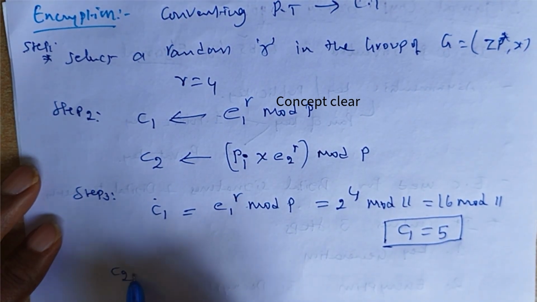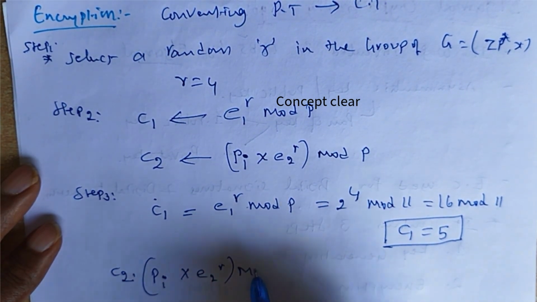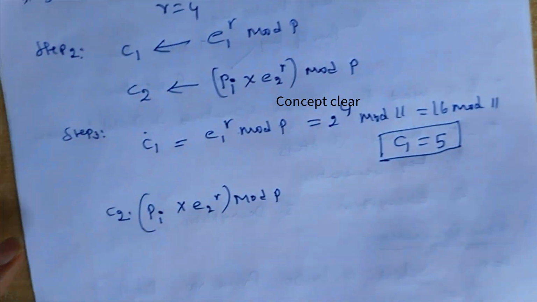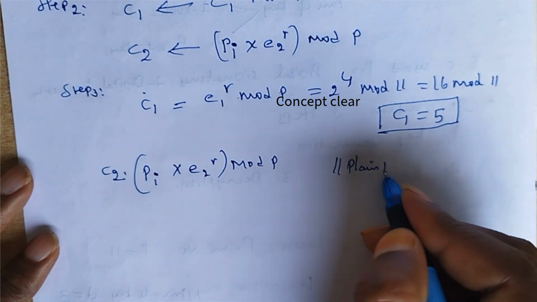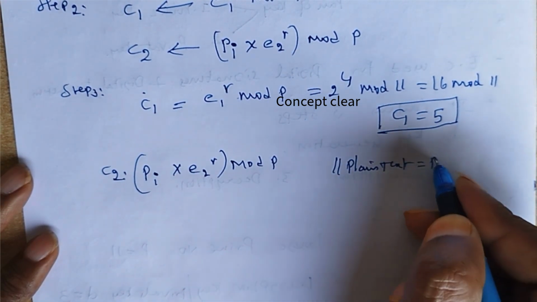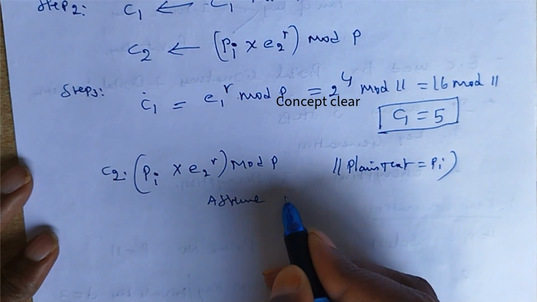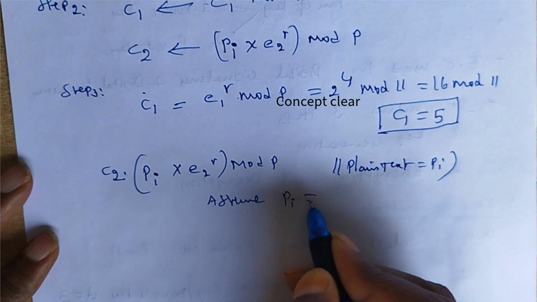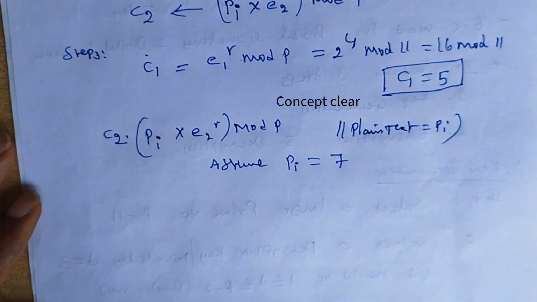And what about C2? What is the formula here? Pi, where Pi is nothing but the plain text. So assume I am taking the Pi value, the plain text, as 7. Don't confuse, I am taking Pi value equals 7.